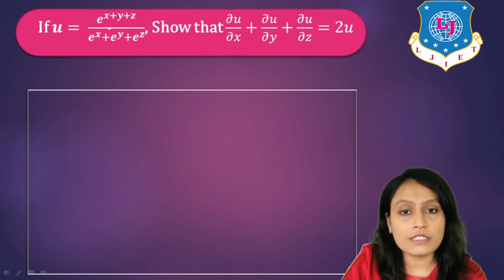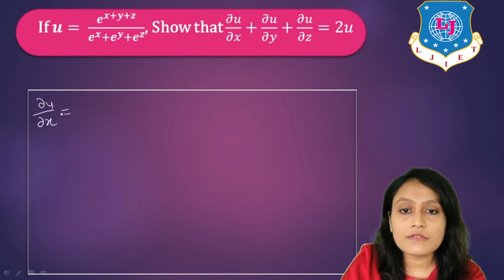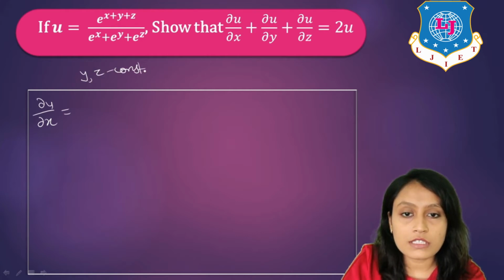If u is equal to the function given, that is e raised to x plus y plus z upon e raised to x plus e raised to y plus e raised to z, we have to show that del u by del x plus del u by del y plus del u by del z is equal to 2u, right? So let's begin with del u by del x. It means we have to find the derivative of u partially with respect to x, and we will keep y and z as constants.